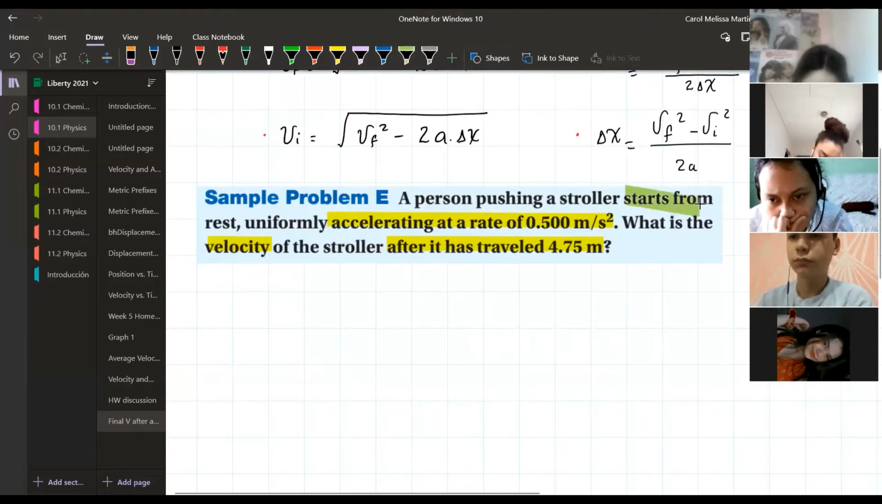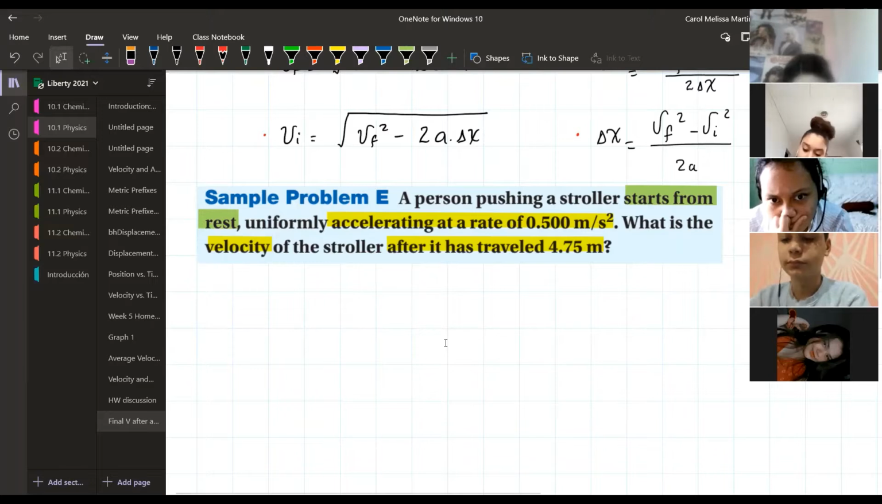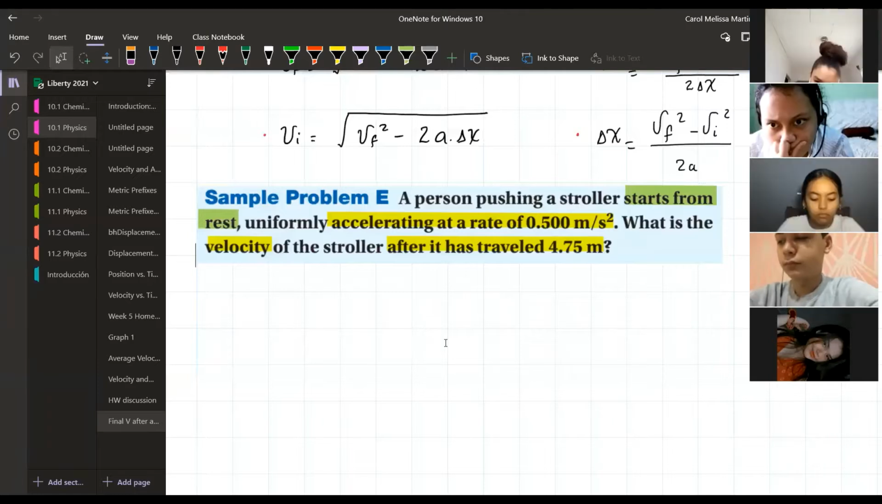And as I told you many times before, this is very, very important to identify some things in physics. So starts from rest means that the object, in this case the stroller, initially was not moving. If it wasn't moving, means zero. The initial velocity is going to be zero. Okay, so with all that information that we have, we can start by writing the data provided, the givens. Okay, I like to call them givens.